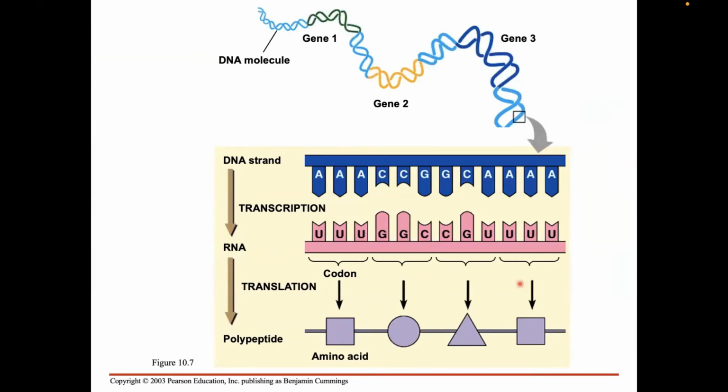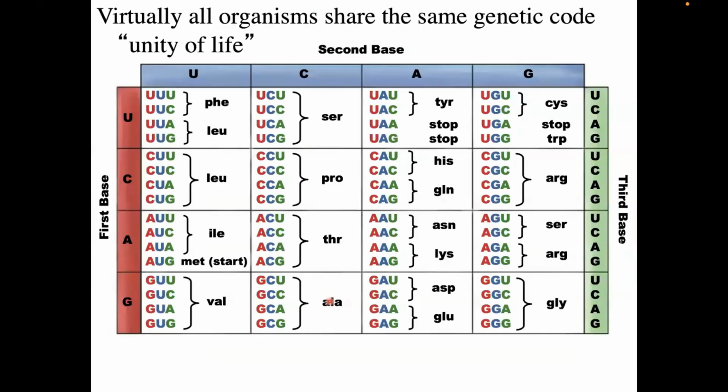replication, transcription, and translation. From the DNA molecule, meron kang mga genes, and then yung template strand mo, matatranscribe siya, maghihiwa-hiwalay yung mga codon. Each codon will represent each amino acid, and then magiging amino acid siya. Pag nag-combine yun, it is what we call the polypeptide, and then it will be formed into a protein. So virtually all organisms share the same genetic code, or the unity of life. Kapag nag-code tayo sa UUU, ito yung tatawagin nating amino acid. Pag UUC, ito yung amino acid.